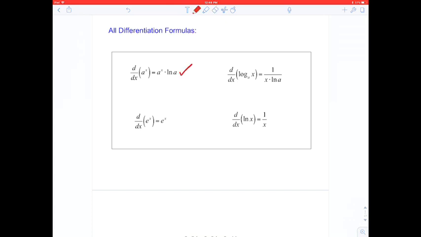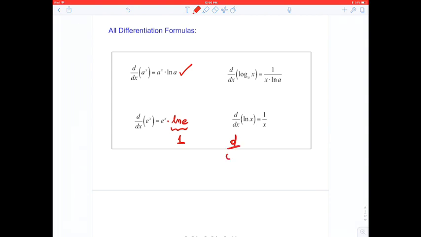That's the first one. The derivative of e to the x is just e to the x, because even if we multiply by ln of e, it is 1, we don't have to do it. The derivative of ln of x is 1 over x. This works for all of the numbers except 0, of course.